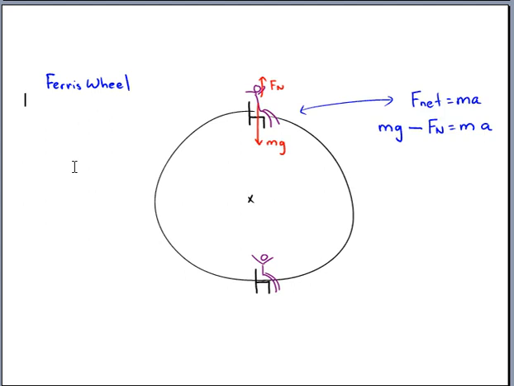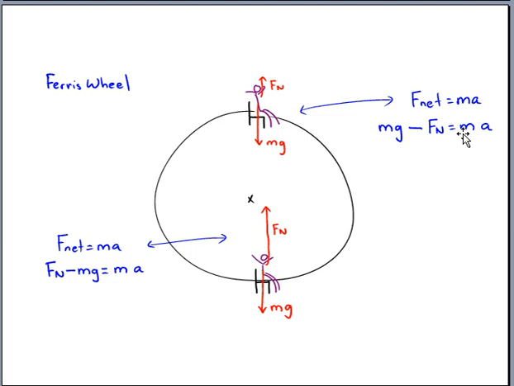So at the top, the mg is what it always is, and the Fn, the force from the seat up on your bum, is actually going to diminish to allow the mg to win. And the mg is the winner here, right? Towards the center wins. So we would go mg minus Fn at the top of the Ferris wheel, just like we did on the top of the rise for the skier. And then whatever choice of a you prefer.